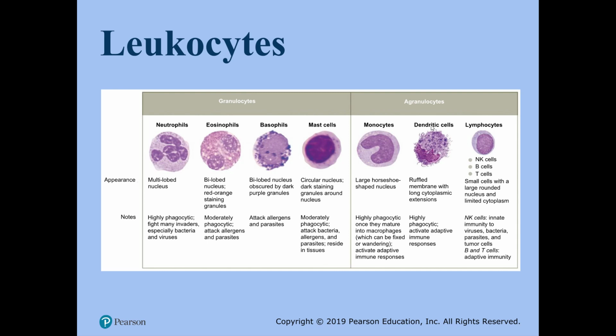Oh, and I accidentally skipped the dendritic cell. A way to remember that is they have these little dendrites, like appendage, tentacle things, which they use to grab and attack pathogens.